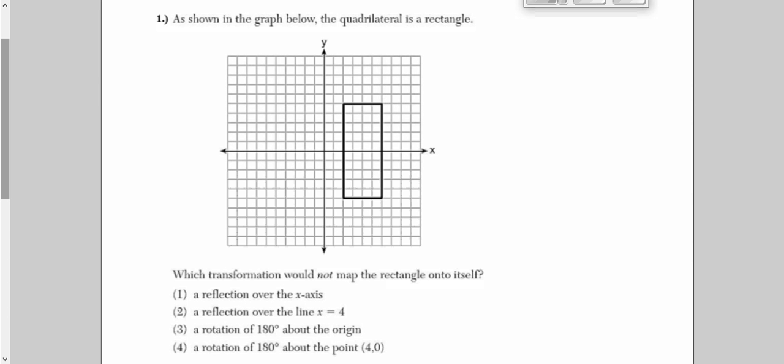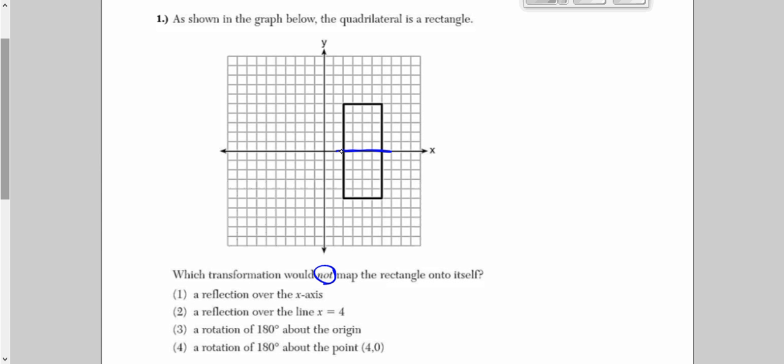Is there a key word in this question? Yes. What is that key word? Not. Not. Please don't miss that. And I think it's 3. He thinks it's choice 3. What do you guys think? You think it's 3? Let's look at the other ones. The reflection over the x-axis. Well, yeah, that would violate the word not, wouldn't it? It maps it right onto itself, top to bottom, bottom to top.